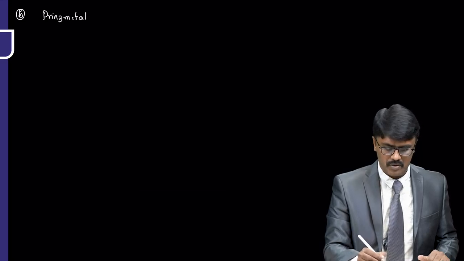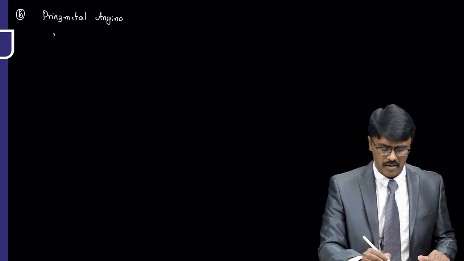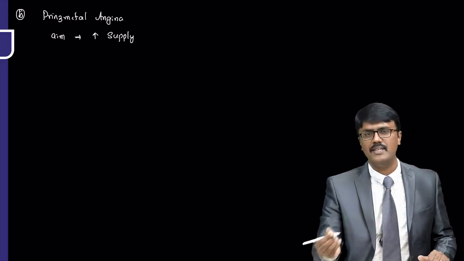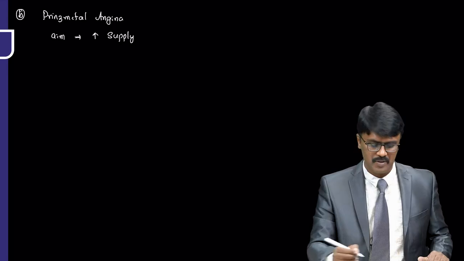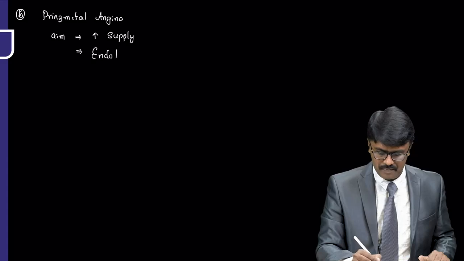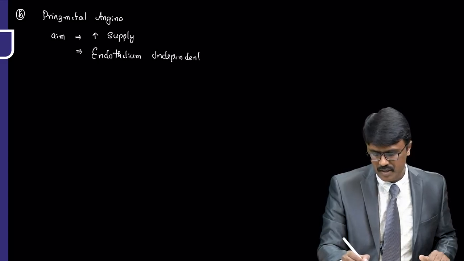Nitrates are also used in Prinzmetal angina. So they can ask you in the exam, what is the major aim? Why do we use them? The reason is they increase the supply. Because in Prinzmetal angina, we all know that there is coronary spasm. So what they do is cause endothelium independent coronary vasodilation.